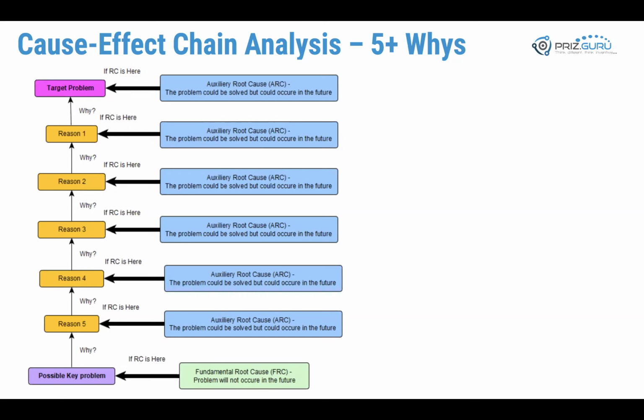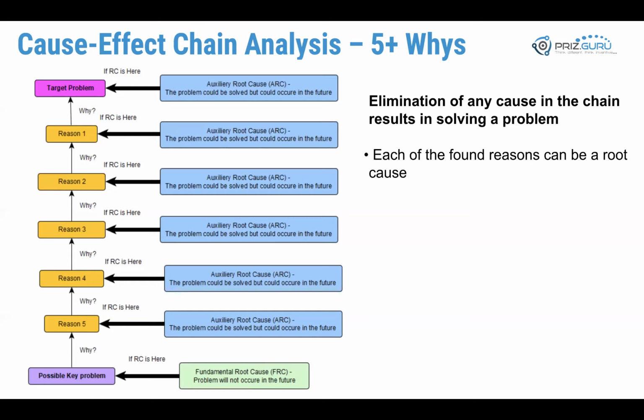Now, the possible dead end is called here a fundamental root cause. It's usually nothing we can change or something that we don't really want to change. The other ones, the reasons in the middle, are called auxiliary root causes. And those we usually can affect. And if we remove these reasons, usually we can solve the problem for now, but the problem might return.